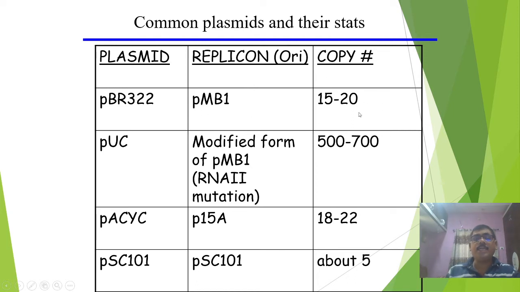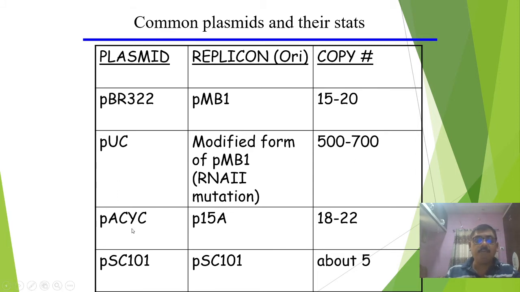Means 15 to 20 plasmids may be present within a single cell. Then pUC, that is modified from pMB1, having the origin of replication from pMB1, and the copy number is much higher, that is 500 to 700 plasmids may be present within a single cell.